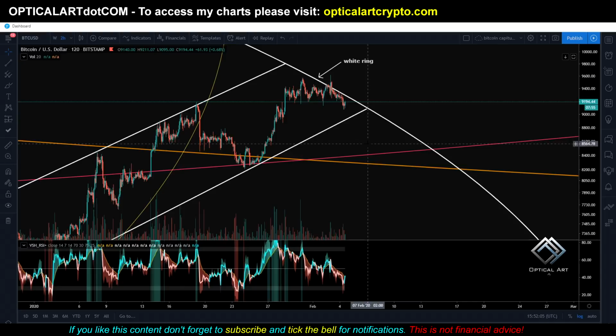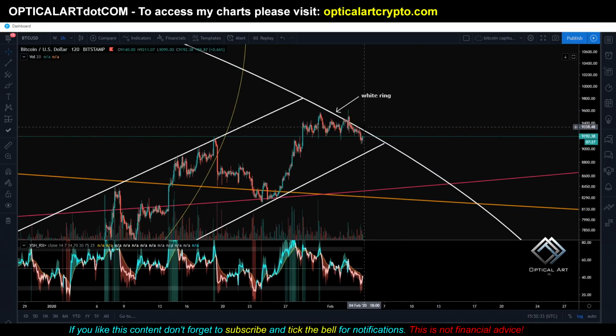Out here is 8,479, and then this also could be our support as well. So right here is 8,308. Out here is, well, where the apex is, 8,204. Again, the apex for this channel is February 6th. Apex for this red ring and the white ring is February 14th. And then the apex for the orange ring and this white ring is the 17th of February.